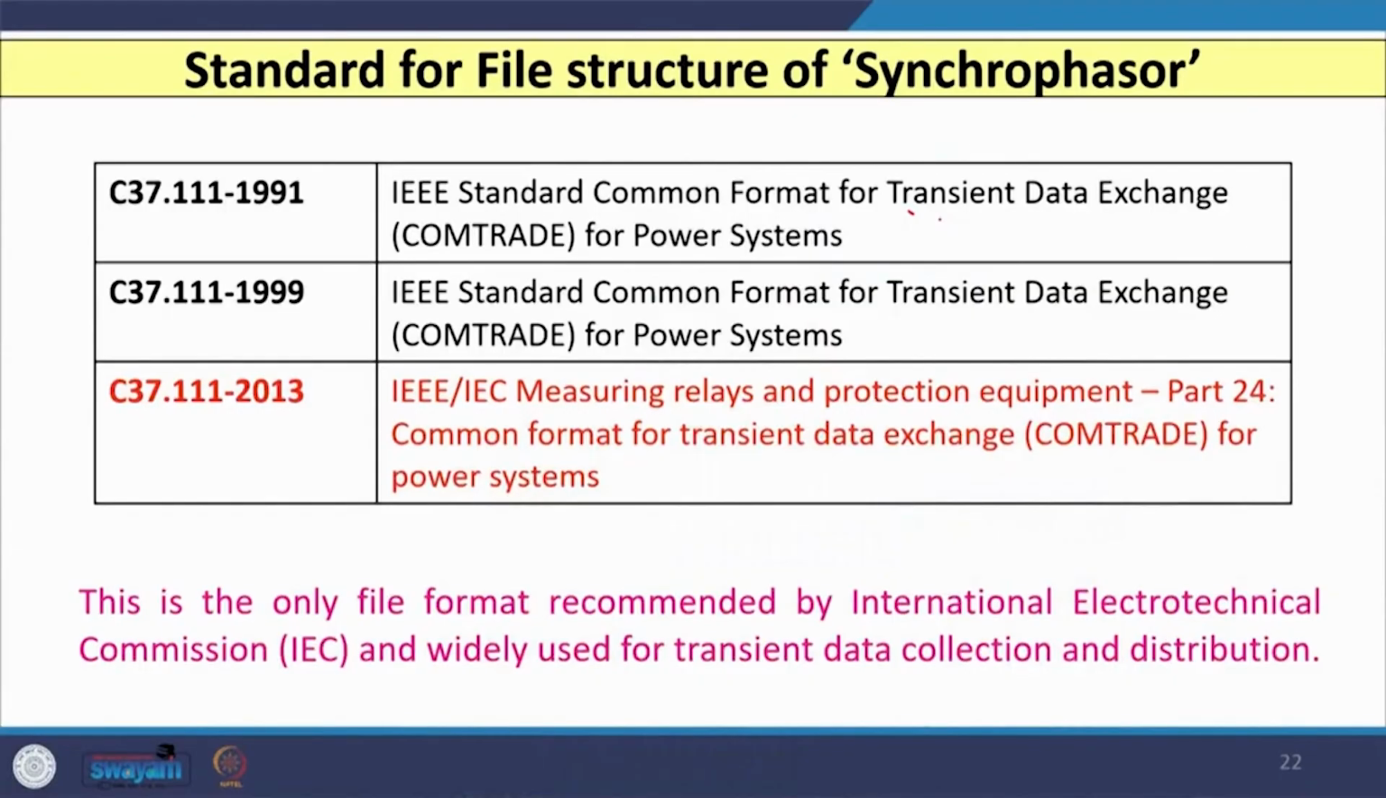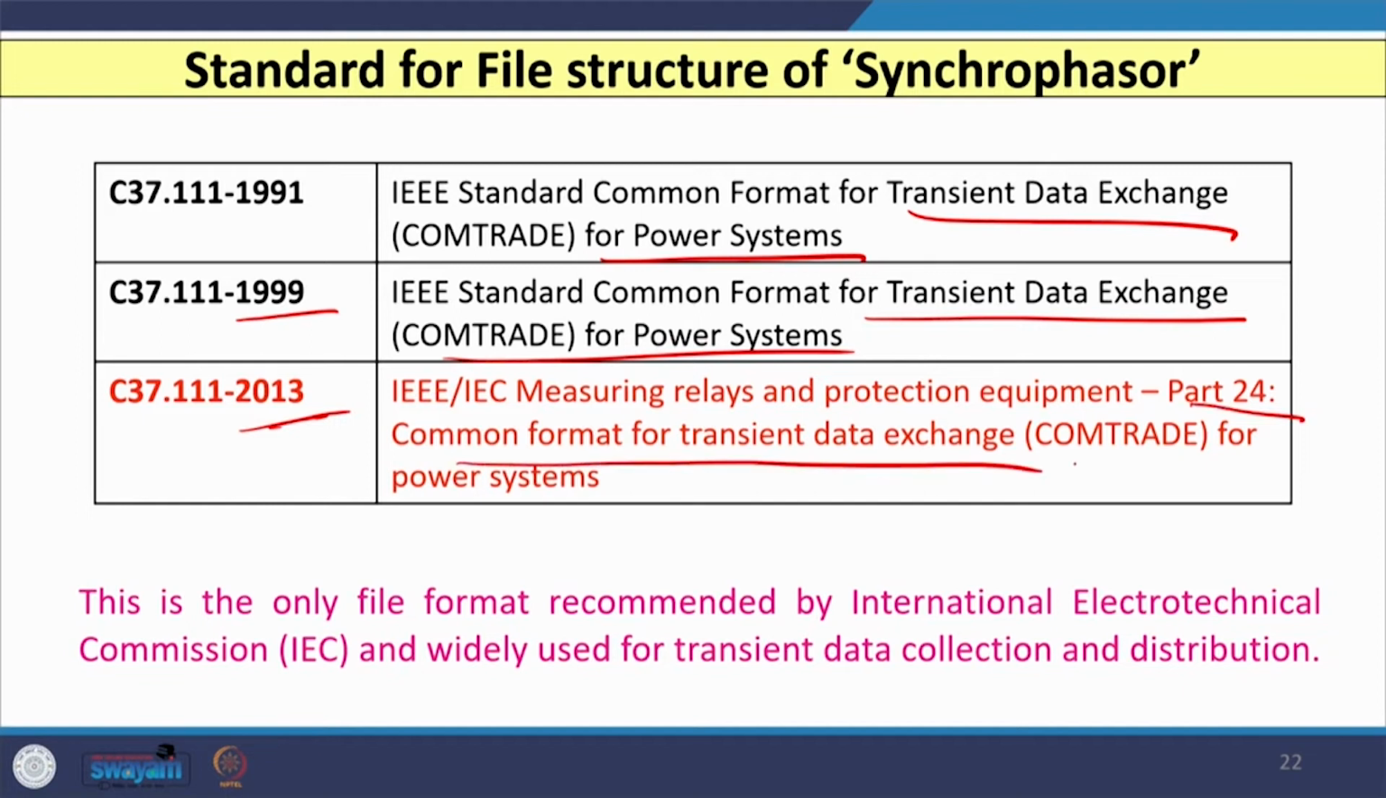Now, let us see what are the standards which are related to the file structure of synchrophasors. Initially, in 1991, the C37.111 standard was given by IEEE, and this is for transient data exchange for power systems, basically COMTRADE. Then it was amended in 1999, again as the format for transient data exchange for power systems, and it was amended again in 2013, and then it becomes part 24, the common format for transient data exchange for power systems.